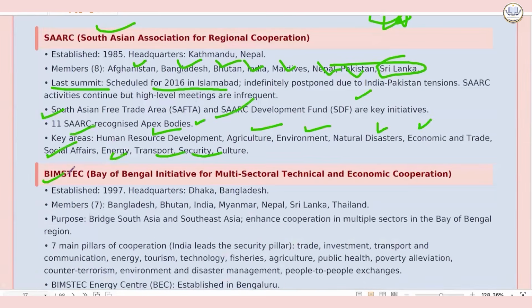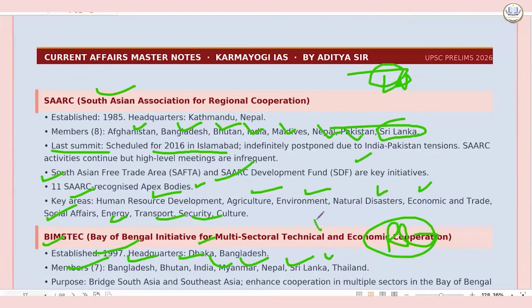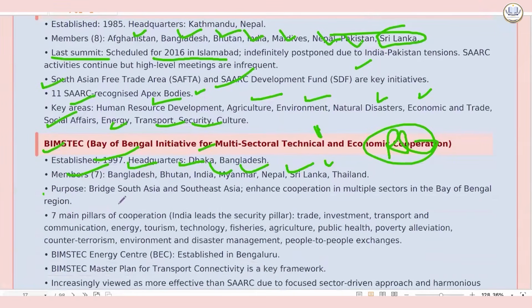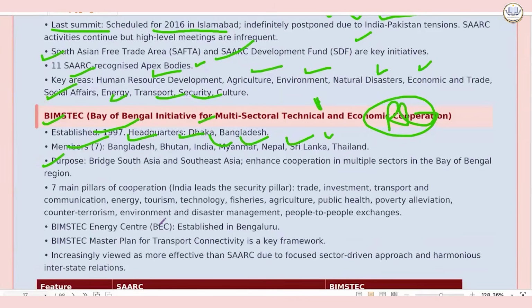Then we have BIMSTEC, where Pakistan is not a member. This is something which you need to remember. Established 1997, headquarters Dhaka, Bangladesh. 7 members are there: Bangladesh, Bhutan, India, Myanmar, Nepal, Sri Lanka, Thailand. There is no Afghanistan as well. Purpose is to bridge South Asia and Southeast Asia, and enhance cooperation in multiple sectors in the Bay of Bengal region. There are 7 pillars of cooperation.